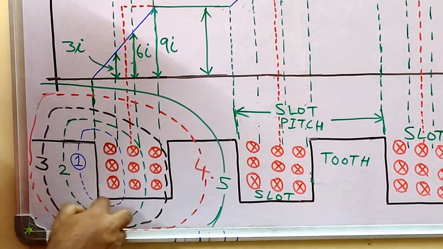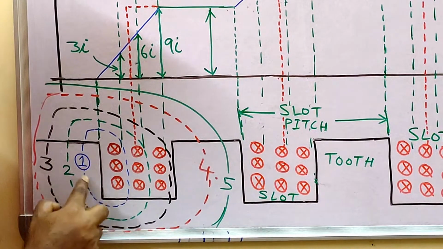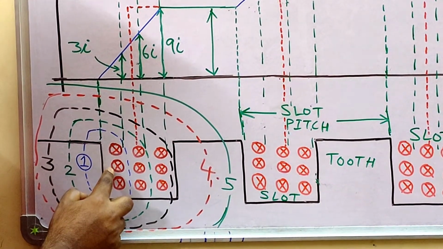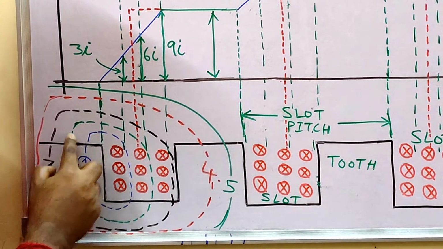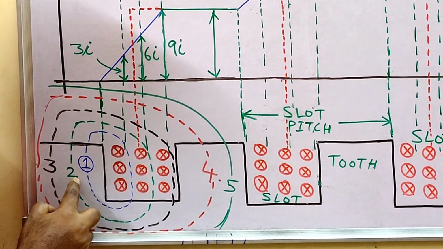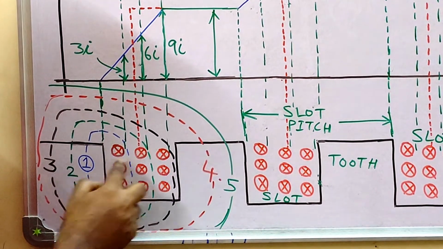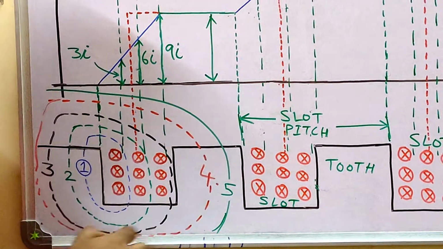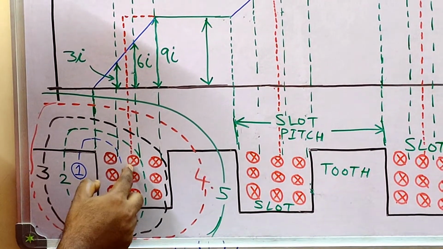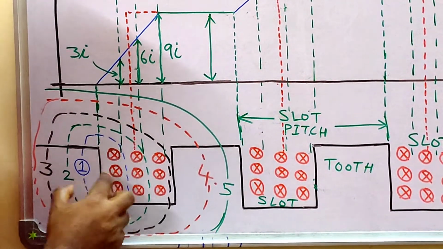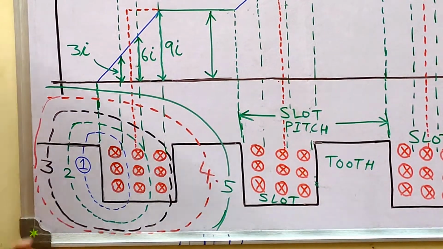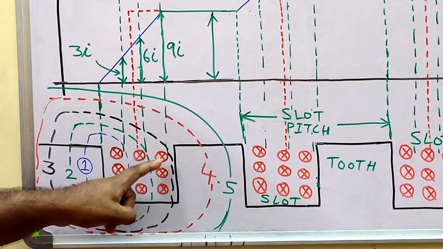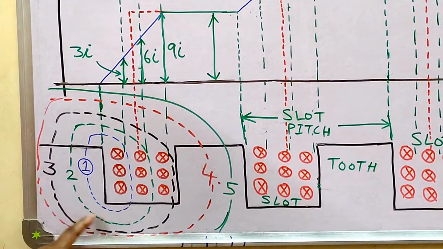So you see, in this way you can choose different closed paths and count the current enclosed by each closed path. For example, path number 1 is enclosing 3 conductors, so it is enclosing current 3I because each conductor is carrying current I. Likewise, path 2 is enclosing 6I current because it is enclosing 6 conductors, each carrying current I. For path 3, 9 conductors are being encircled and each conductor is carrying current I, so it is enclosing a current 9I.